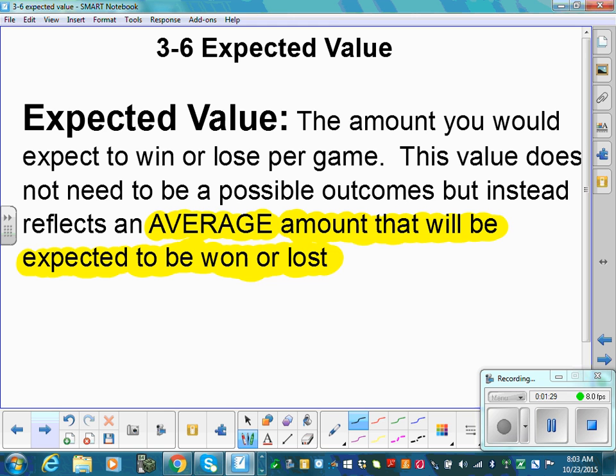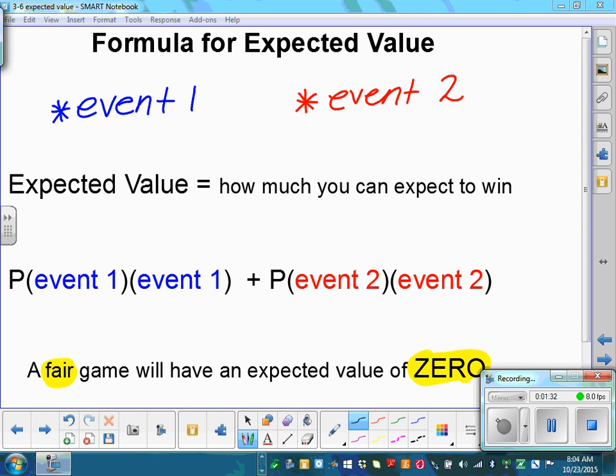All right, I'll give you a second. Some people are still writing. Here is the formula. So now we might be given more than 2 events, but we'll just add it on as we go. It's the same formula. You just keep going. So if we have 2 events, event 1 and event 2, we can find the expected value, how much you would expect to win or lose, by this formula.